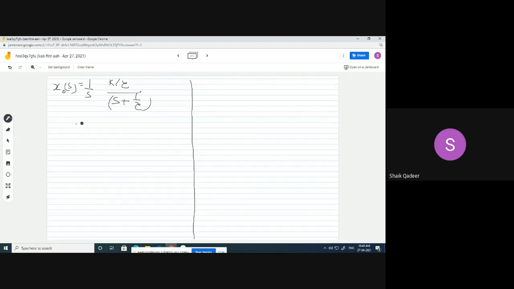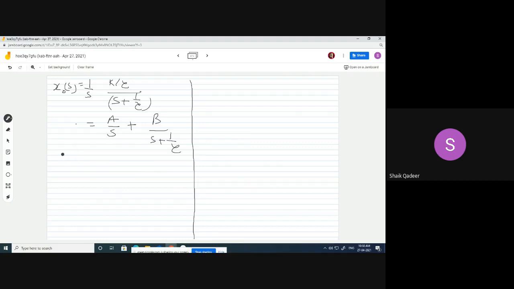So I'm resolving like this: a by s, plus b by s plus 1 by tau. Is this a partial fraction? Is the resolving clear to everybody? Yes, sir. Okay. Now we need to find out this a and b value.